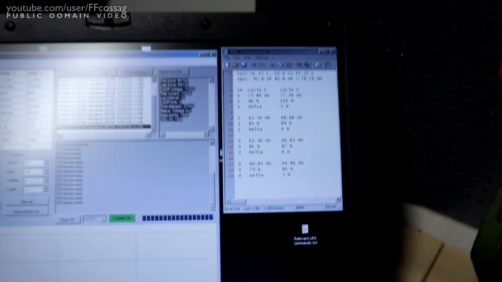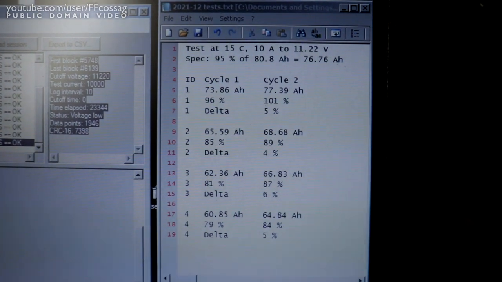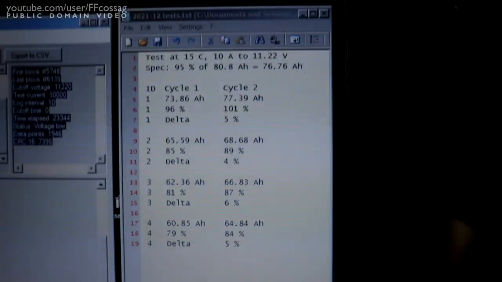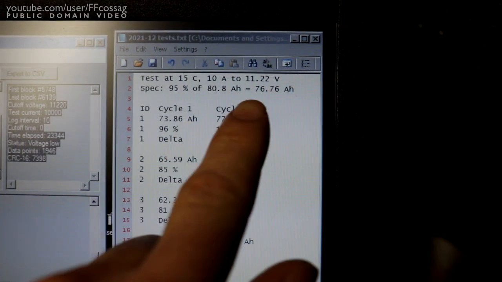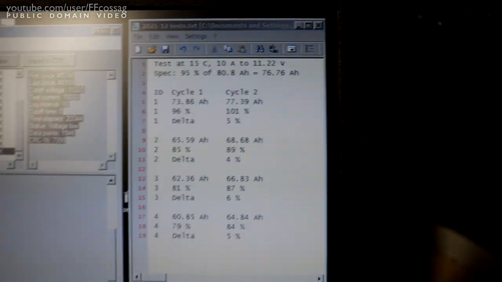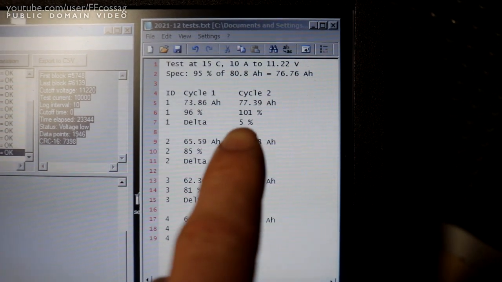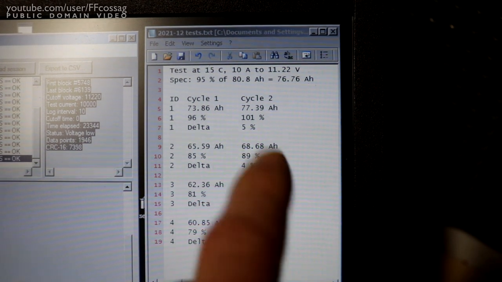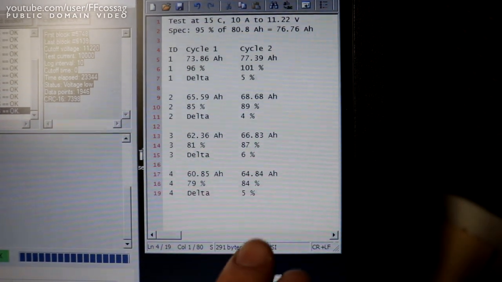So we have done another cycle, and these are the results we have. If you'll pardon my lack of an actual spreadsheet program, Notepad will have to do. So we have our specification and the test data here. We are going for 76.76 amp hours. You can see battery number one here, it's performing way over spec. It's actually at 101% capacity, so that guy is perfectly fine. But the other ones are kind of struggling.